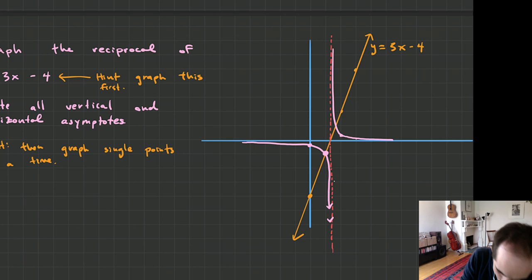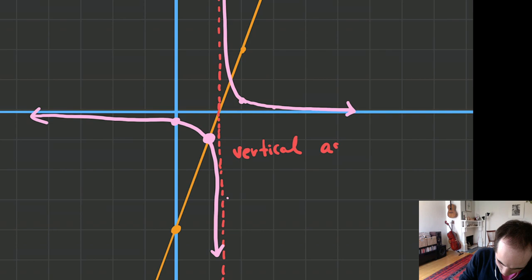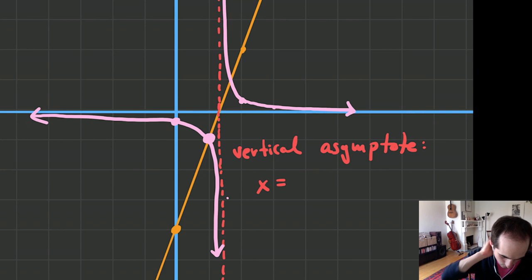It looks very pretty. I really like the way these graphs look. And that's pretty much it. Oh, I guess we should state our vertical and horizontal asymptotes. So our vertical asymptote is at the point x equals, well, where is this function equal to zero? Like, where is our original function equal to zero? Well, right at this point right over here.